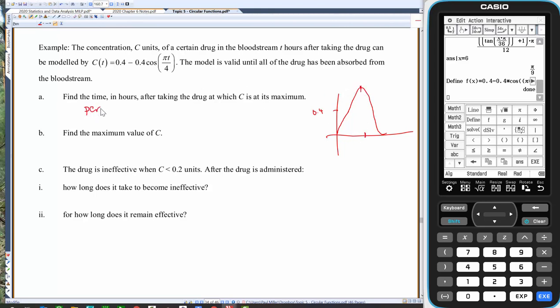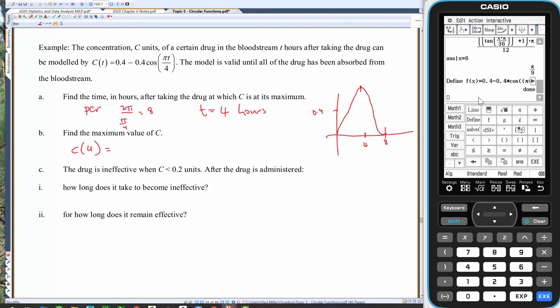So what I'm going to do is work out the period, which is 2 pi over pi on 4, which is equal to 8. The maximum will be at this point here. So if the period is 8, the max will occur at 4, so when t is equal to 4. The time is 4 hours. Find the maximum value of C. That's going to be C(4).